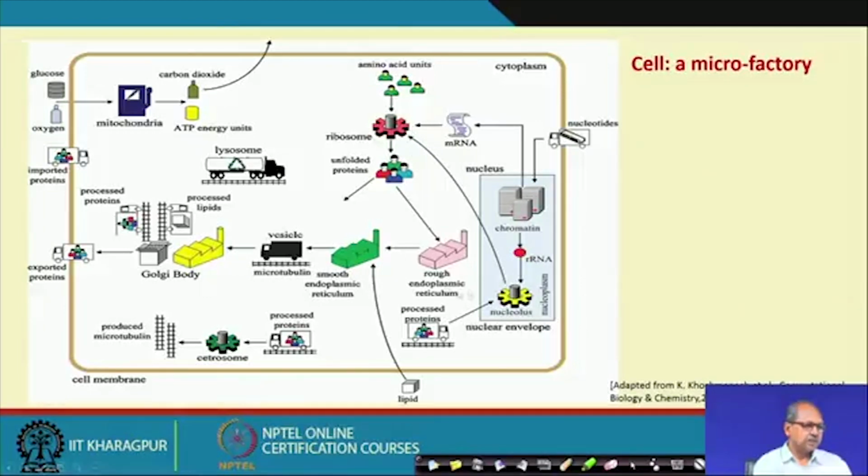This is the endoplasmic reticulum, where this message is translated into proteins, which are transported to the Golgi bodies in processed form, and they go to different places using vehicles.